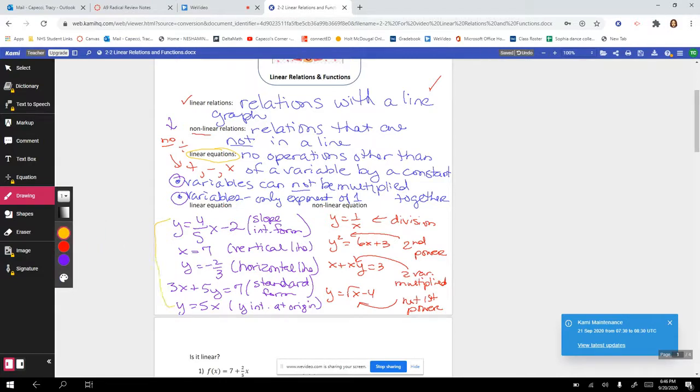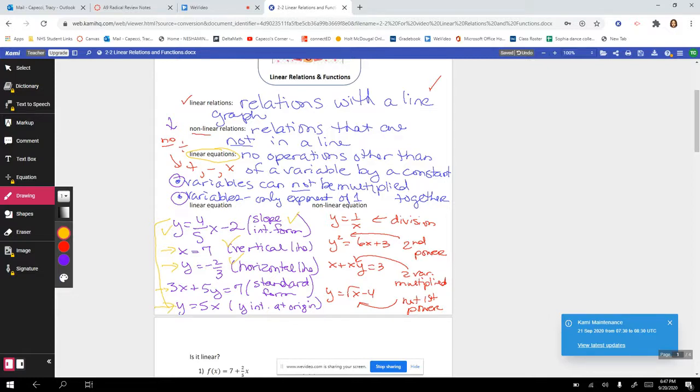Linear equations. So these are ones that work. If I were to graph these, they would look like a line. Right here, y equals 4/5 x minus 2. That one's in slope-intercept form. Now we have x equals 7. That would be a vertical line. Anything x equal to a number is a vertical line. y equals a number is the opposite, a horizontal line. This 3x plus 5y is equal to 7, although it's not in slope-intercept form, we could put that in slope-intercept form and graph it, so we're okay.